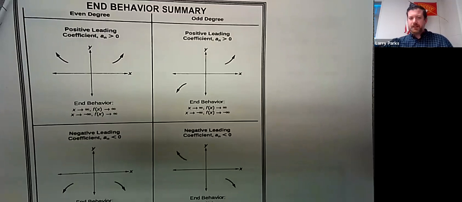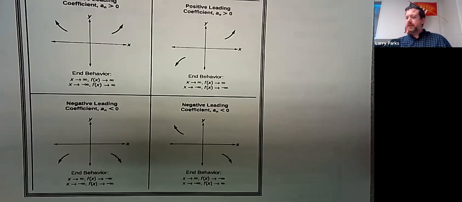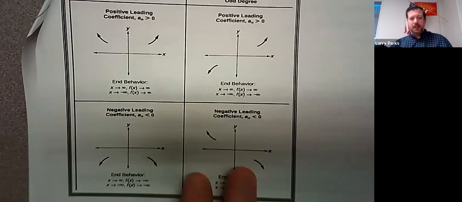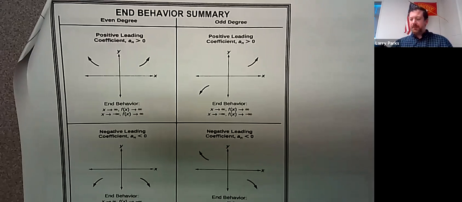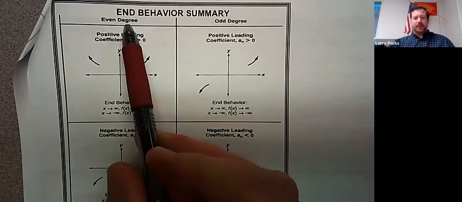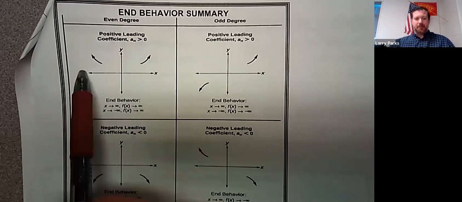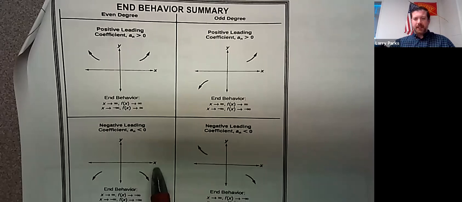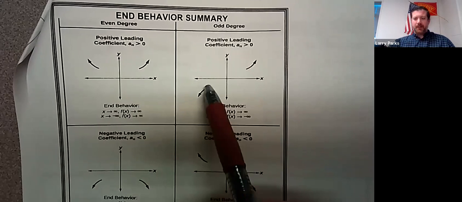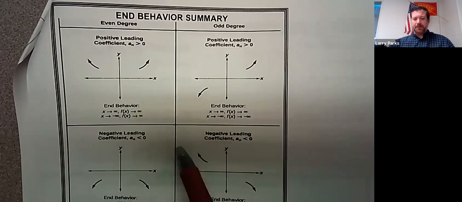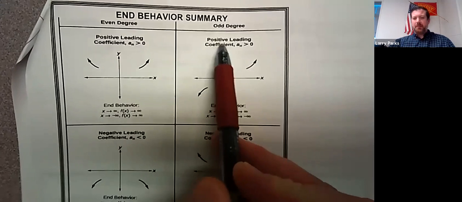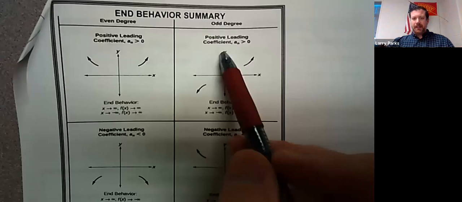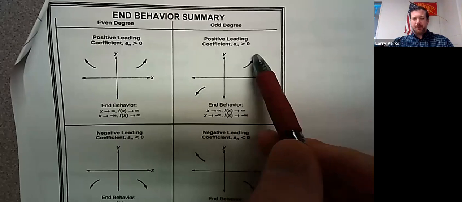So here's your practice. And notice they have the summary here. They have a table, even degree. So this is all even degree. Notice it's either up, up, down, down. And then they have odd degree, which is whatever happens on the left and right are different. And then they talk about the leading coefficient. So if you have a positive leading coefficient and odd degree, then it goes up, down.